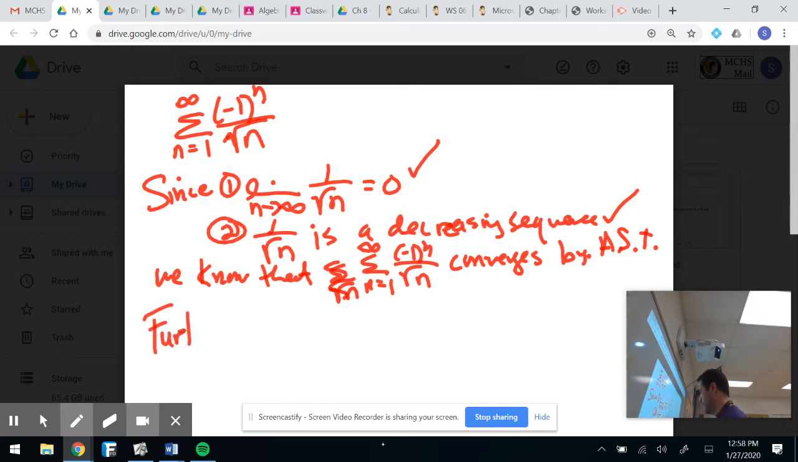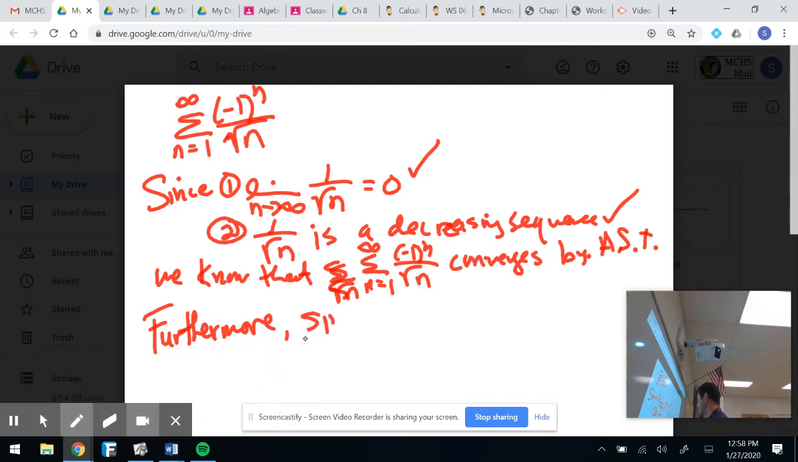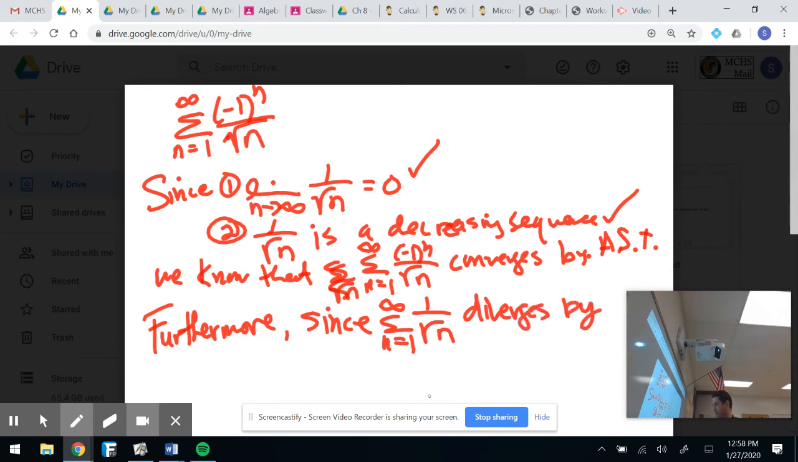Furthermore. Whenever the AP asks me, is this conditionally convergent or absolutely convergent, I have to write a little furthermore. Okay, so here we go. Furthermore, since, let's talk about this series without the alternator. What does that guy do? That guy diverges by the p-series test.